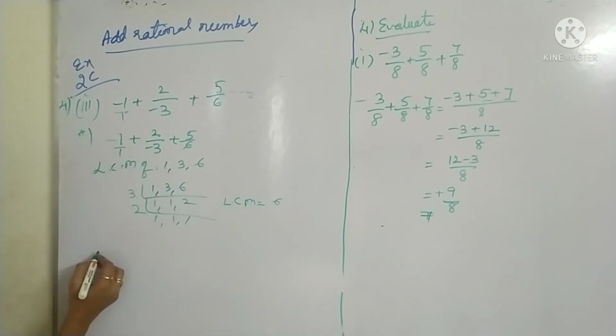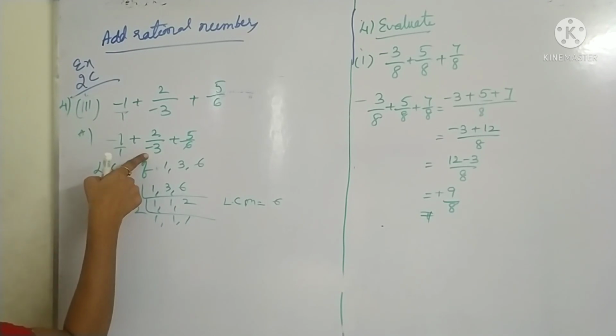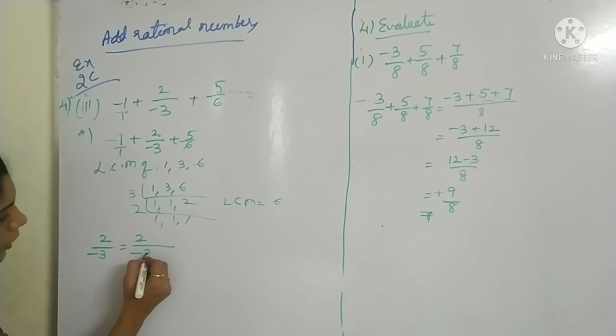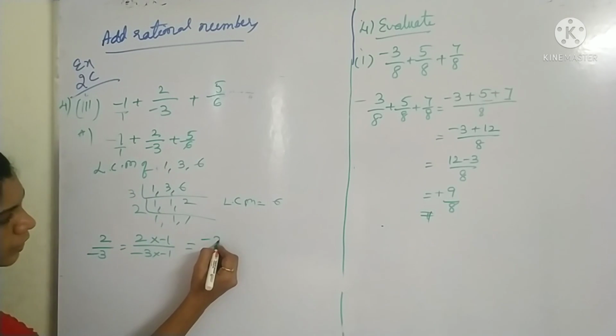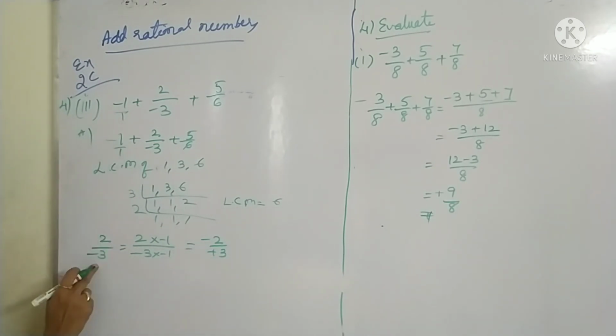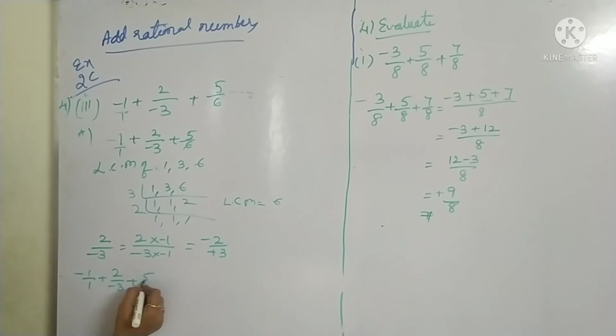Now for next, here we have a negative denominator. We have to convert this one into a positive denominator. For that you need to multiply with minus 1 in the numerator also. What do you get here? Minus 2 by plus 3. So 2 by minus 3 is converted to minus 2 by 3. So now add the numbers: minus 1 by 1 plus 2 by minus 3 plus 5 by 6.